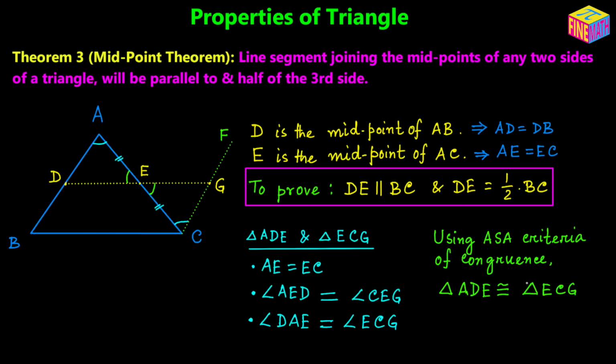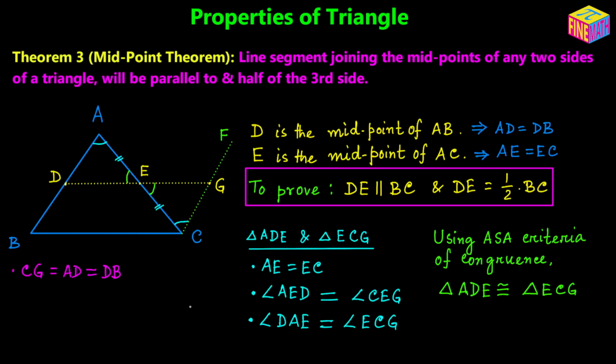So we can say that CG is equal to AD, and we also know that AD is equal to DB because D is the midpoint of AB. So AD is also equal to DB. Now if you look at the quadrilateral DBCG, it looks like a parallelogram, right? And actually it is a parallelogram. Why? Because it has two sides, DB and CG, that are parallel to each other and also equal in length. And we know that if a quadrilateral has a pair of opposite sides which are parallel and equal in length, that quadrilateral is a parallelogram. So in this case, the quadrilateral DBCG is a parallelogram.